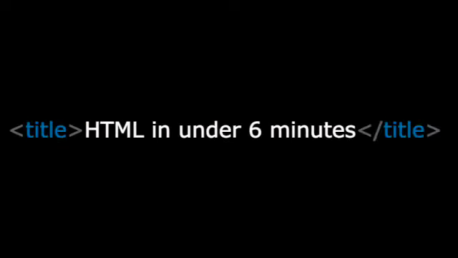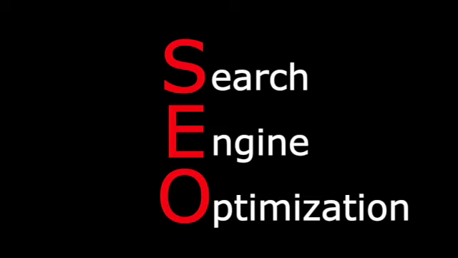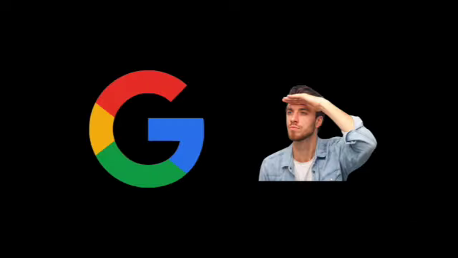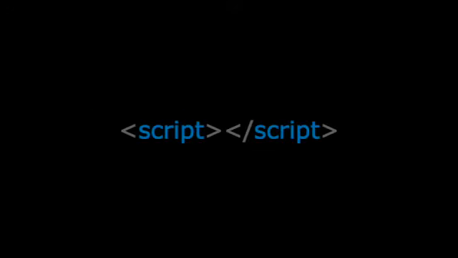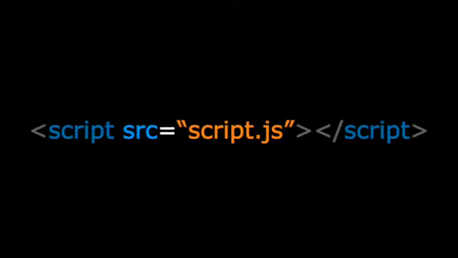Now, we can add our title tag. This will tell the internet what this page is. It's the first part of SEO, or search engine optimization, that allows search engines like Google to find your page. Lastly, in the head, we need to use a script tag to link the JavaScript. Now that that is done, you could start putting up the walls.